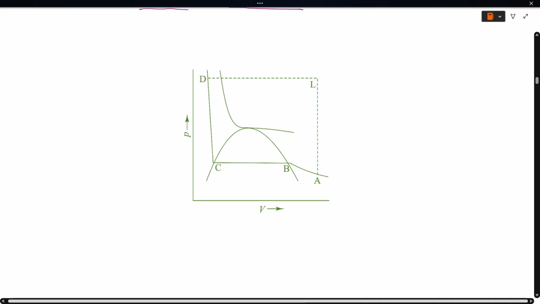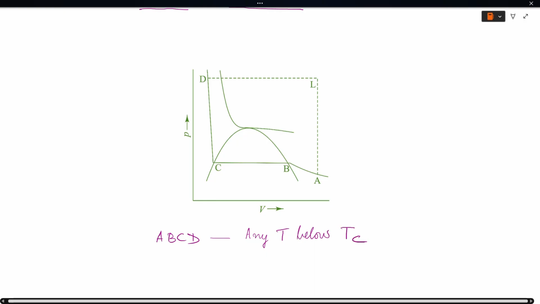Now, let us take another plot of pressure and volume, and here you can see that again you have two curves. The gas is not mentioned, you can take any gas. Now, the first one, that is A, B, C, D, this curve represents any condition, temperature below critical temperature, and the other one which they have shown here, I will represent it as L, M, and N. Okay. Now, this is L, M and N. This is any temperature at Tc.